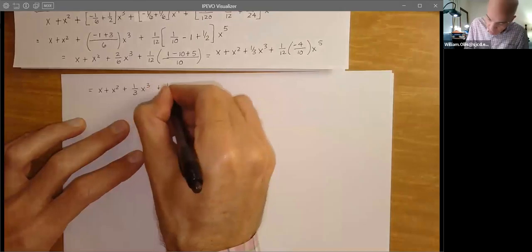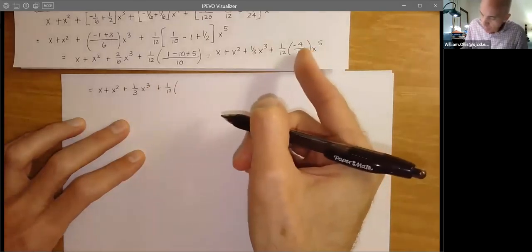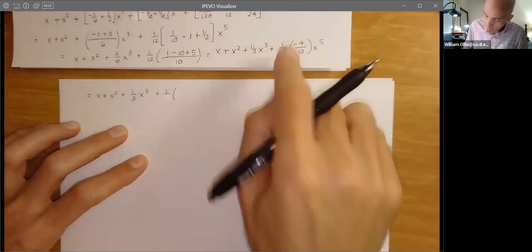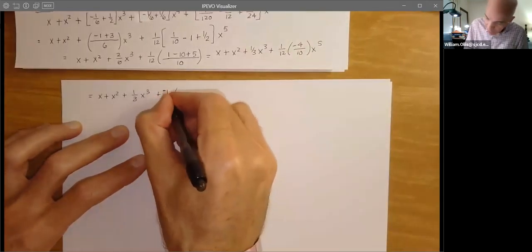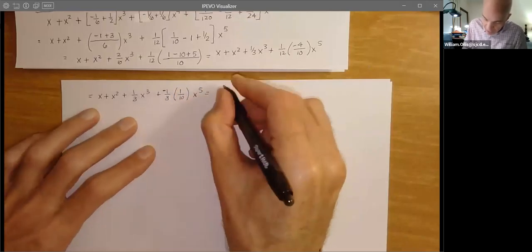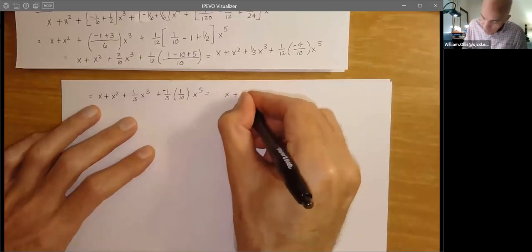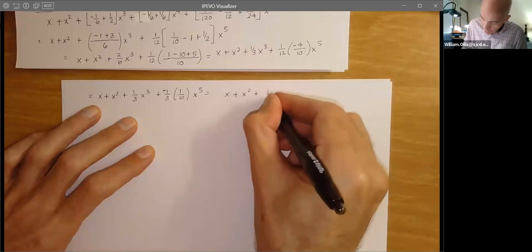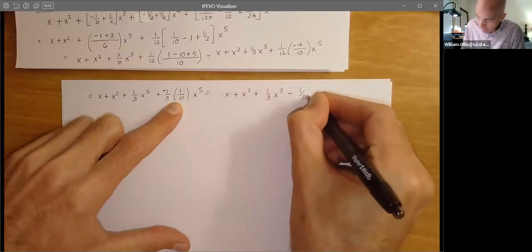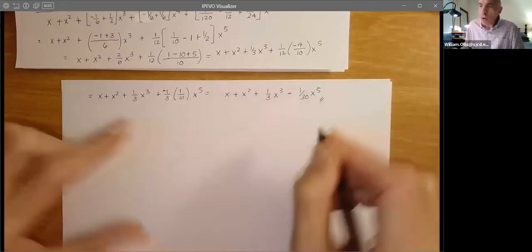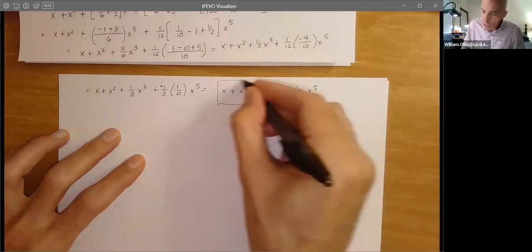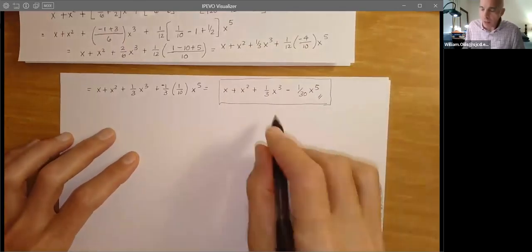So now we have x plus x squared plus 1/3 x³. And then of course we get absorbing here. So this will be plus 1/12, if you will. And let's do it this way. Let's just absorb the 4 into the 12 with the negative outside. So that'll be a 3 and a 1/10. That's easier to see, x to the 5th. So this gives us x plus x squared plus 1/3 x³. And of course, that'll give us a negative 1/30.